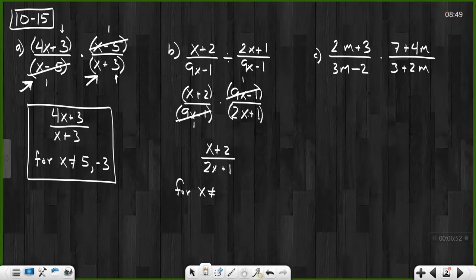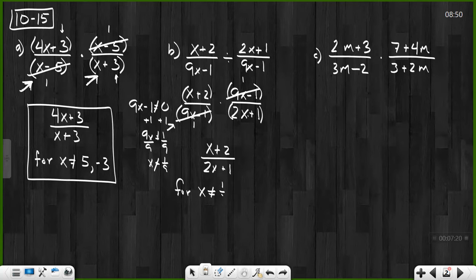Let's look at the values that would make the denominators 0. Let's look at our first denominator here, 9x minus 1. Well, if 9x minus 1 were set equal to 0, then x would have to be 1/9. Therefore, x cannot be 1/9, because I did not want it to be equal to 0. So in this case, x cannot be 1/9.